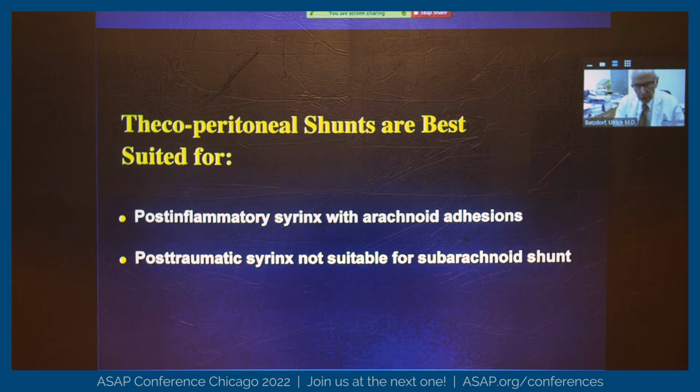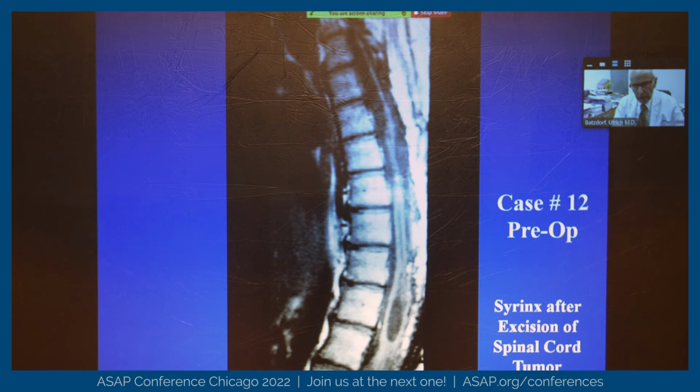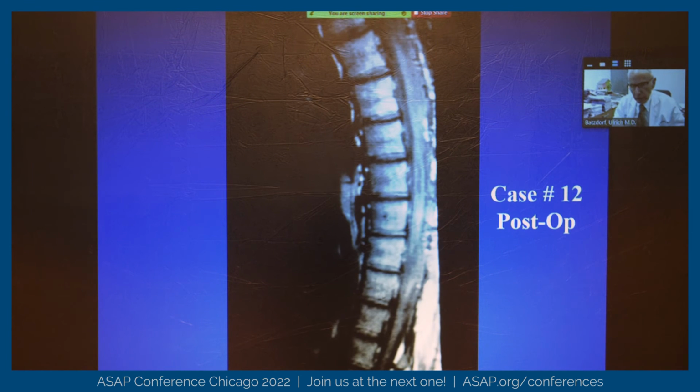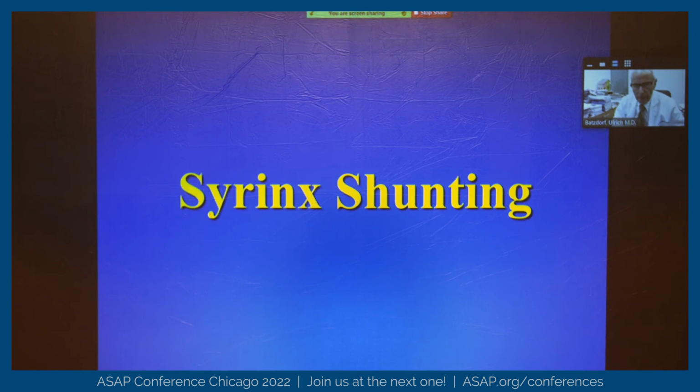So the thecoperitoneal shunts are best for post-inflammatory syrinxes with diffuse changes. Next. Here's another example. This patient developed a syrinx in the cavity after tumor resection. Next, and all we did was divert the fluid away from the area above the cavity and it disappeared. Next. So syrinx shunting, I will talk about briefly in conclusion.